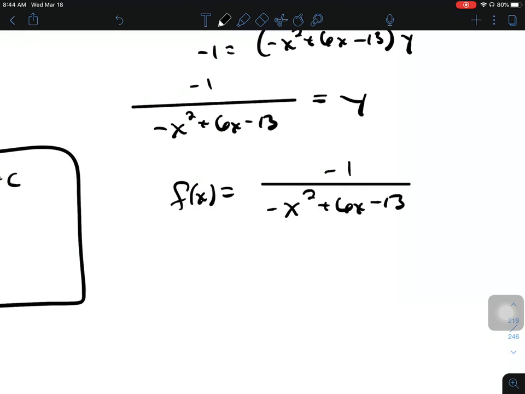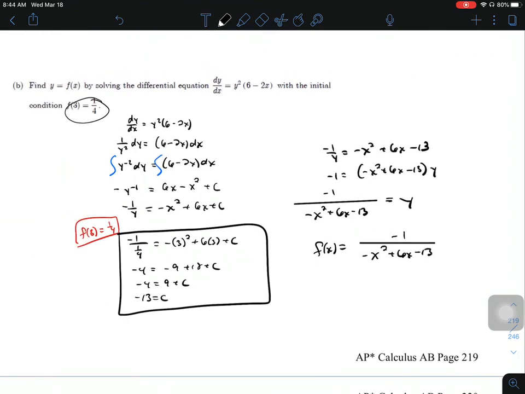And then as far as points go, because we've answered the question, you're going to get a point for separating your variables. You're going to get a point for integrating the right side correctly and integrating the left side correctly. You're going to get a point for evaluating it at (3, 1/4). You're going to get a point for finding the correct value of c, and you're going to get a point for figuring out what f of x is.